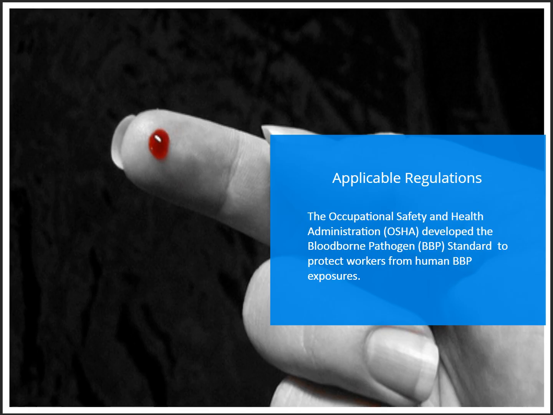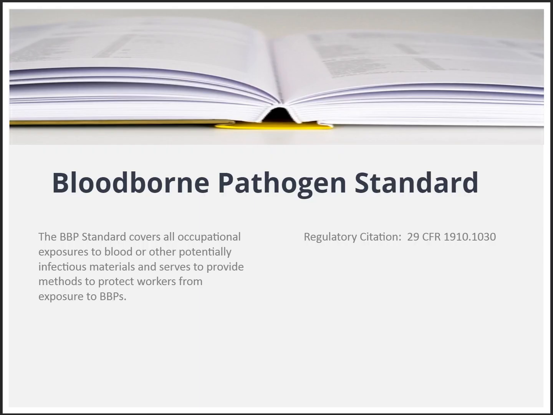The Occupational Safety and Health Administration, or OSHA, developed the Bloodborne Pathogen Standard to protect workers from human bloodborne pathogen exposures. The Bloodborne Pathogen Standard covers all occupational exposures to blood and other potentially infectious materials and serves to provide methods to protect workers from exposure. The regulatory citation is 29 CFR 1910.1030.